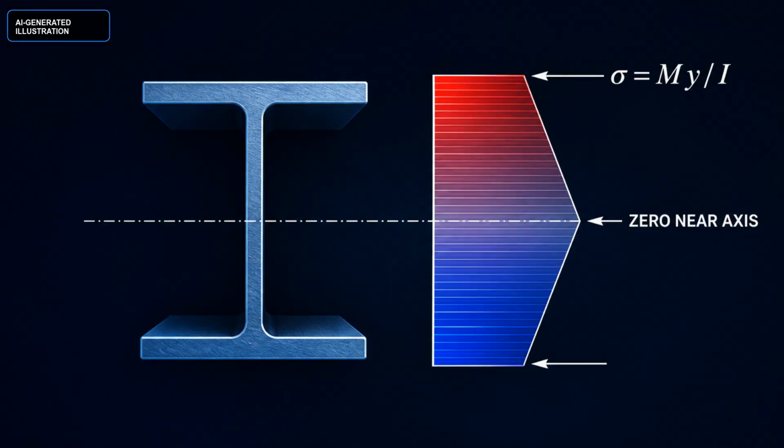In the elastic beam model, bending stress is sigma equals My over I. M is the moment, y is distance from the neutral axis, and I is the second moment of area. So the stress is nearly zero at the neutral axis and largest at the outer surfaces. Add load, and this stress gradient grows before anything has broken.